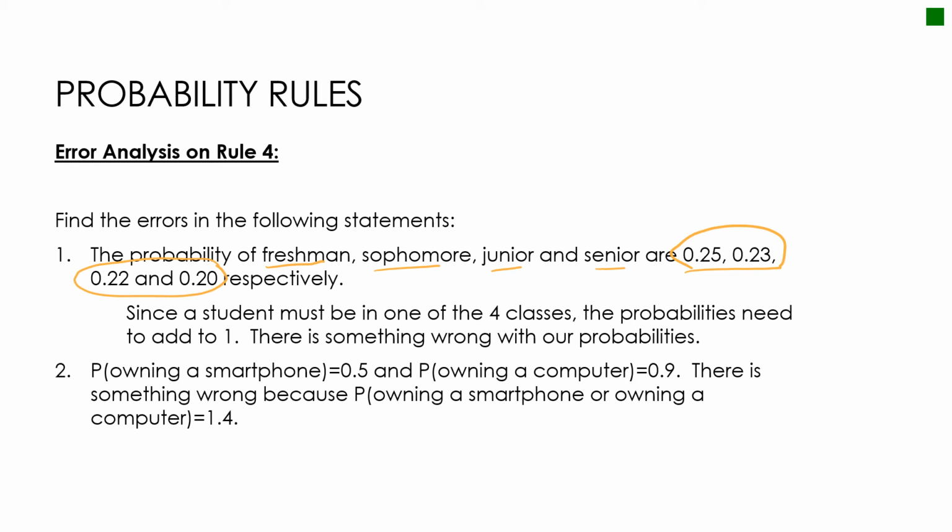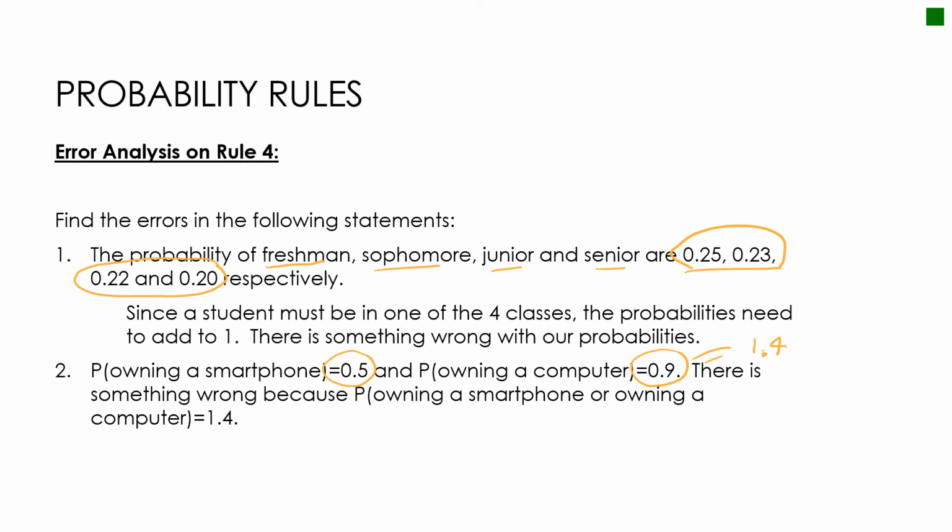In my second statement, it says the probability of owning a smartphone is 0.5 or 50%, and the probability of owning a computer is 90%. And then I get a little bit worried because if I add 0.5 and 0.9, I get 1.4, and that's more than 1, and we said that wasn't okay. So is that wrong? Is there something wrong with the statement, or are these values wrong?